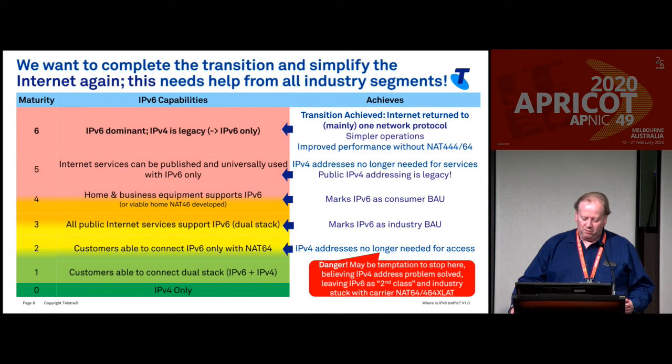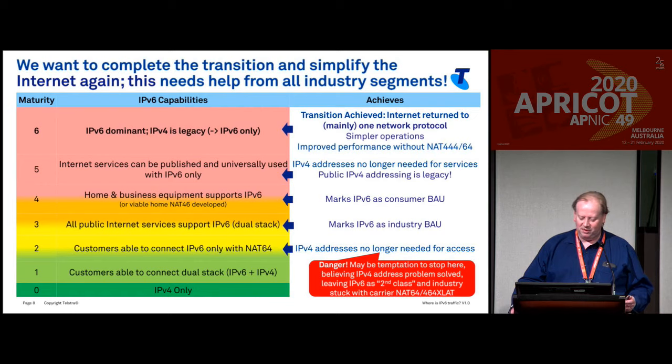And then when home and business equipment supports IPv6, that marks when it's consumer business as usual. And then when we get to internet services being published with V6 only, that's the time when you hope that IPv4 addresses are no longer needed for services, and you can start saying that public IPv4 addressing becomes legacy. But going back down to that second level, where customers are connecting single stack with IPv6 only to NAT64, I fear that's a danger point.